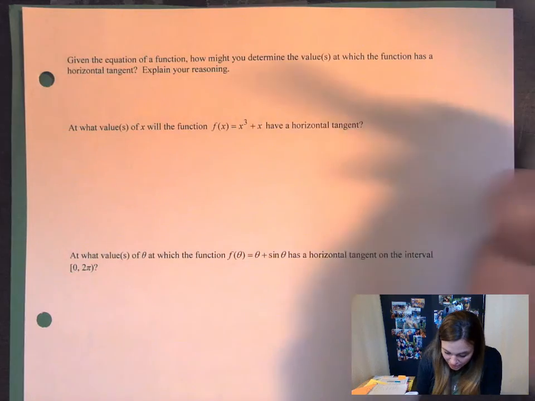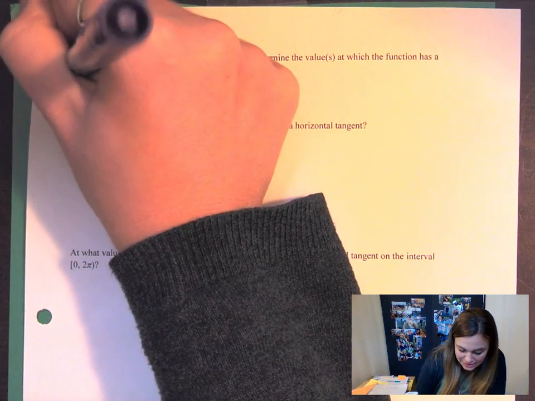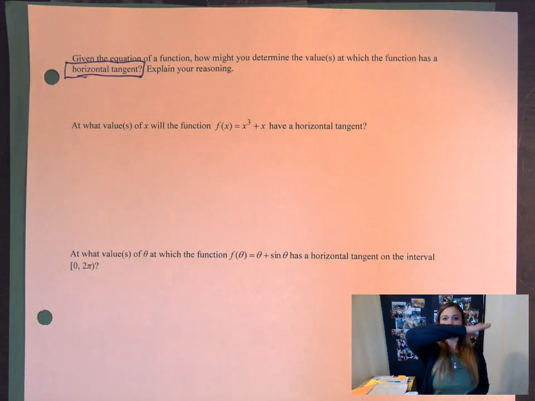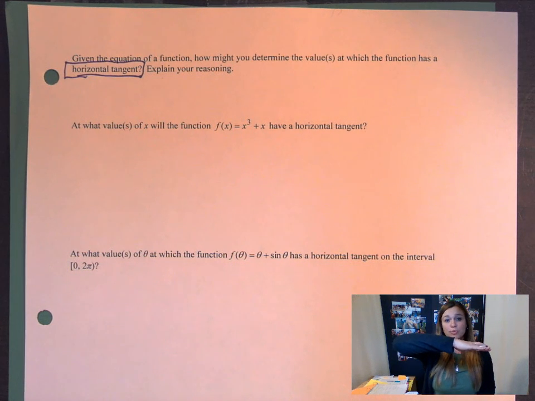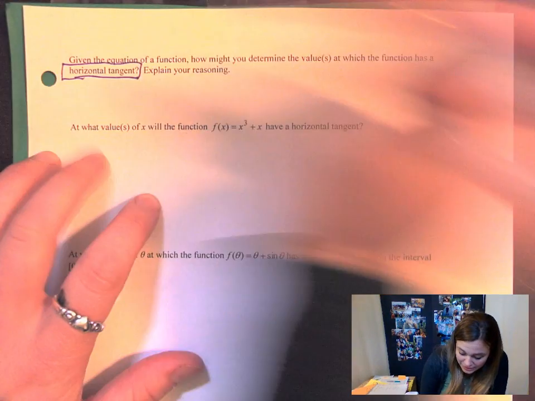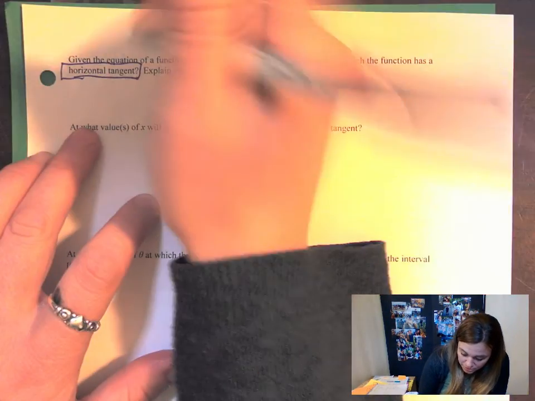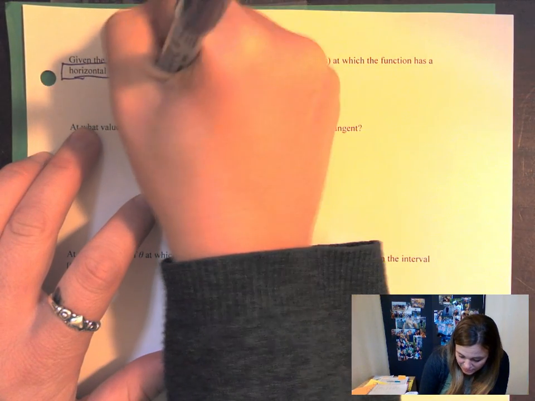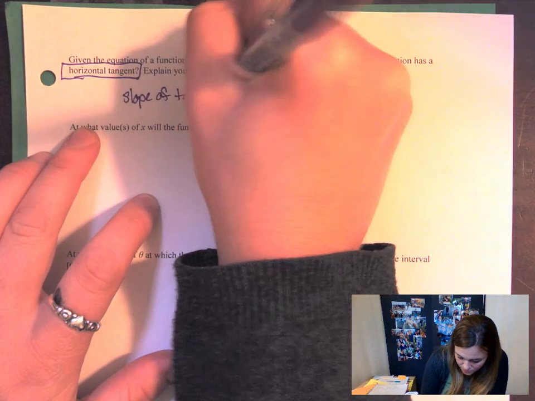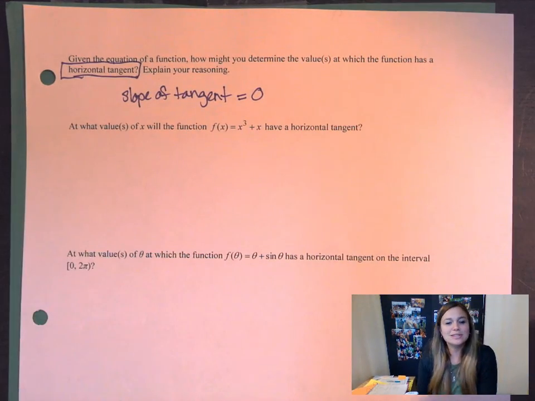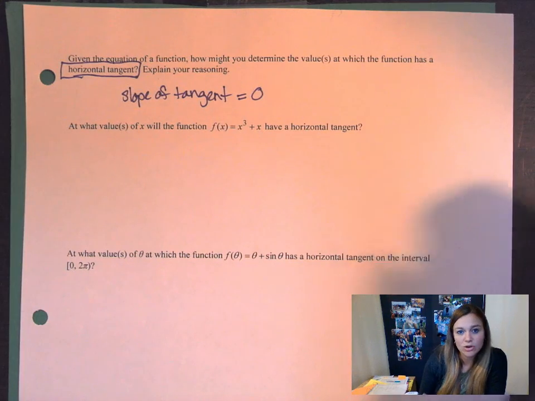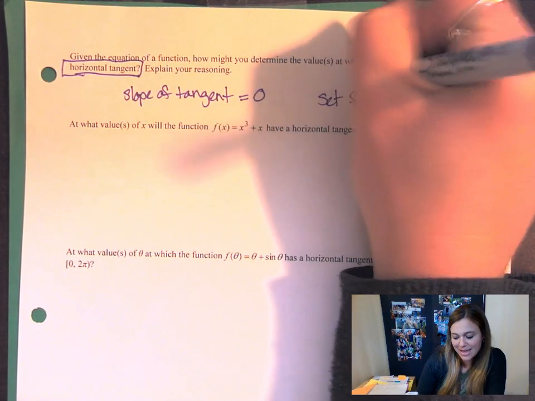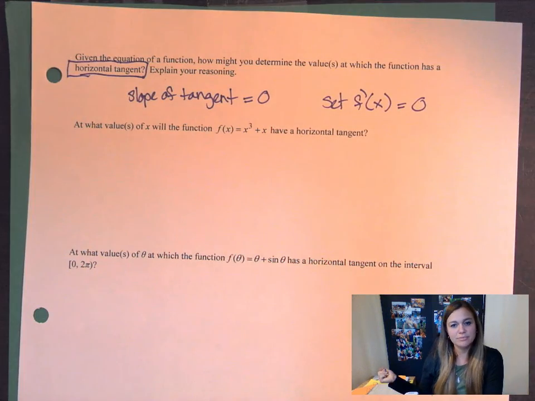So in this, given the equation of a function, you might determine the values at which a function has a horizontal tangent. Okay, let's think about what that means. Horizontal tangent would look like this. Think about the slope of that line. The slope of the tangent would be 0. So I want the slope of the tangent to be equal to 0. And do you remember what other name I can call that? Yeah, the derivative. Or you can say f prime. So you set f prime equal to 0, then solve for x.